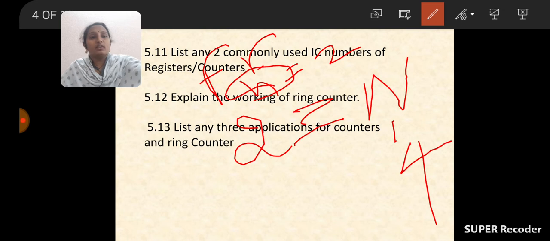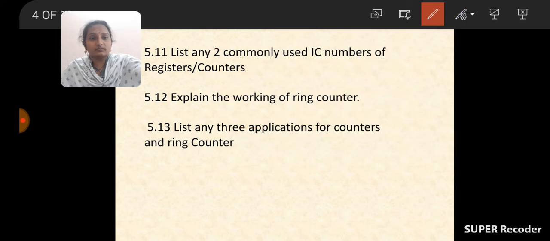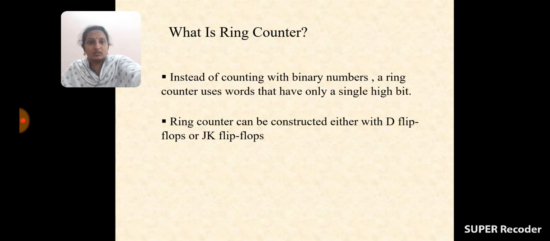Now we are going to discuss the synchronous ring counter. Our first topic is IC numbers of registers and counters, but before going to that, first I would like to explain the ring counter. Ripple counters are already over. Ripple means asynchronous counters are called ripple counters. Now here it is called a ring counter.